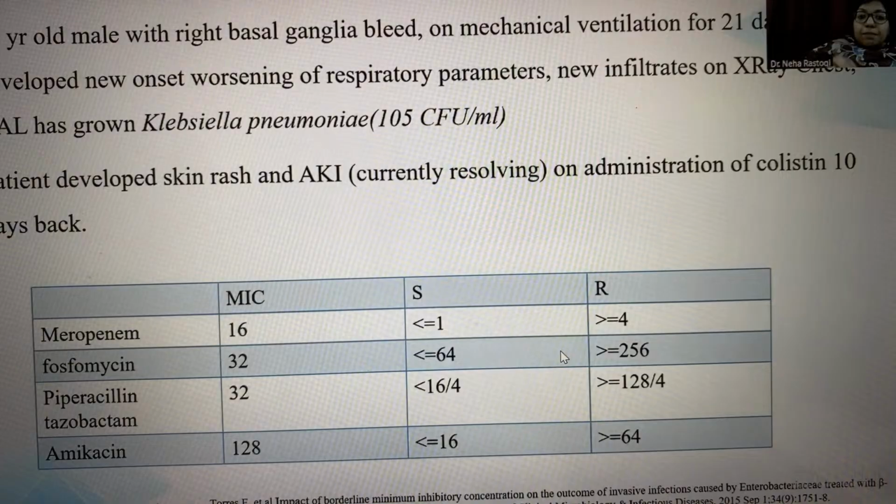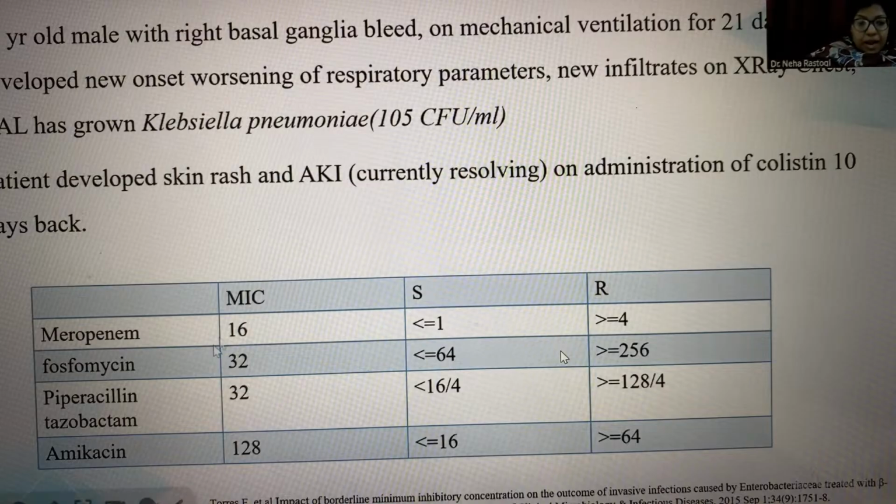Now, I'll give you a simple example: a 47-year-old male with a basal ganglia bleed. He has been on a mechanical ventilator for almost 3 weeks and develops a worsening of respiratory parameters. New infiltrates have developed on the chest X-ray, and the BAL has grown Klebsiella pneumoniae at 10 to the power 5, which is a classical case of ventilator-associated pneumonia.